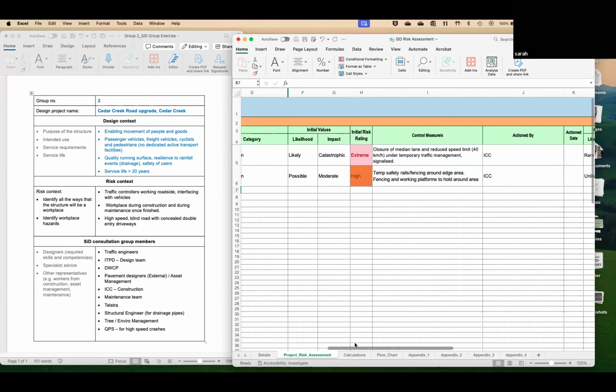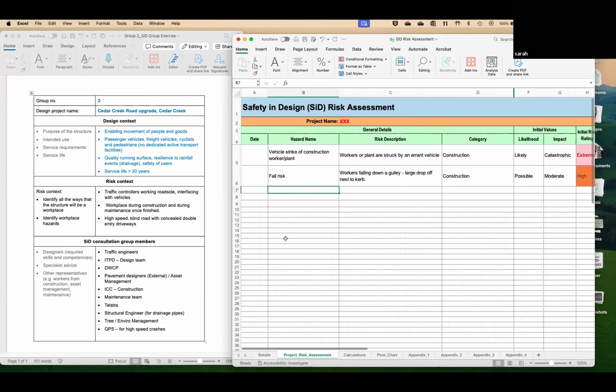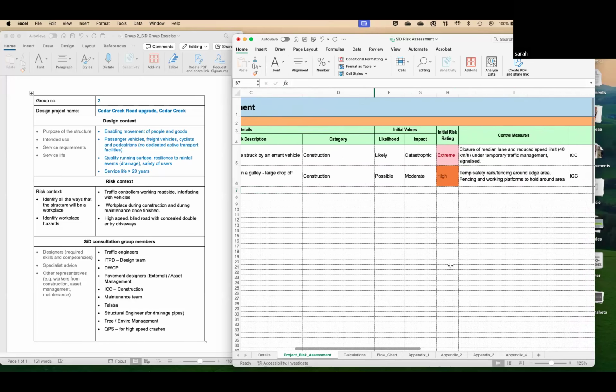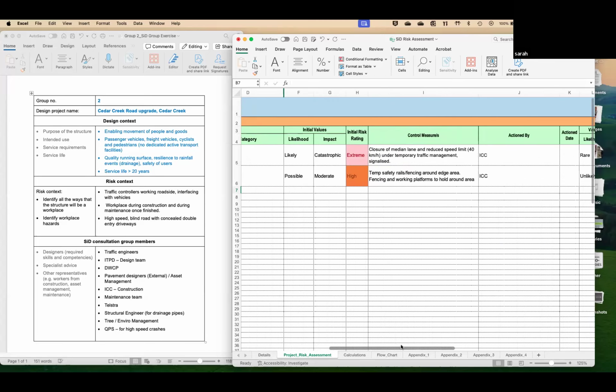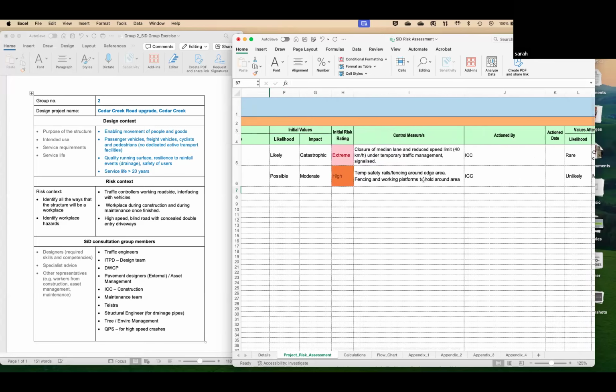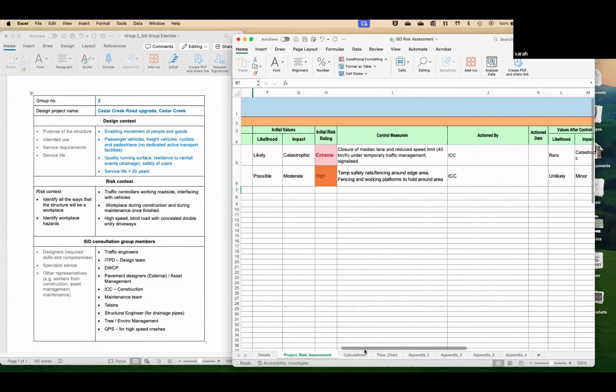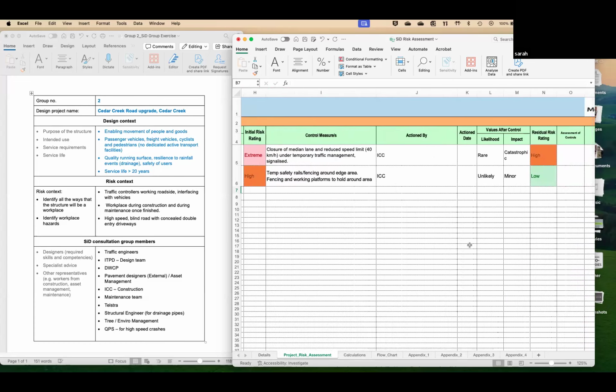And then the second risk that we came up with was just a fall risk. So Josh noted that there was an area where workers could fall down a gully right next to where they were working, which was possible and a fair area to fall, so quite high risk. But to mitigate that, it would be some temporary fencing around the area, even some working platforms to hold up the edges. And then with those control measures in place, it brings the risk down to low, which is fantastic.